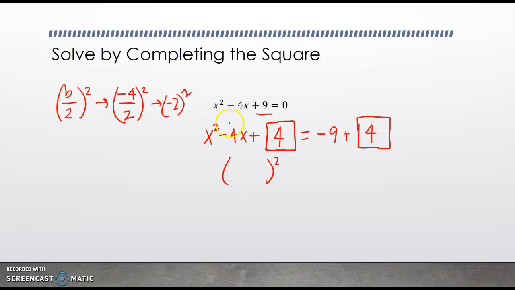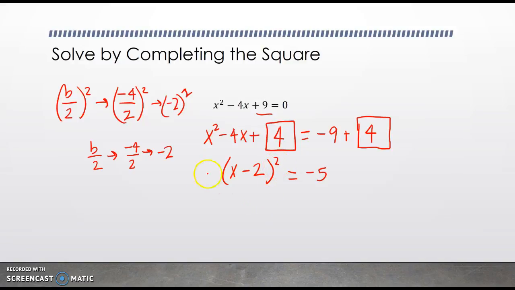Then I'm going to rewrite this side as something squared. It's always going to be x, plus or minus a number. To find that number, I just do b divided by 2. We said b divided by 2 is negative 4 divided by 2, which is a negative 2. So I put a minus 2 in that parentheses. This equals negative 9 plus 4, which is negative 5. Now I've got x minus 2 squared equals negative 5.